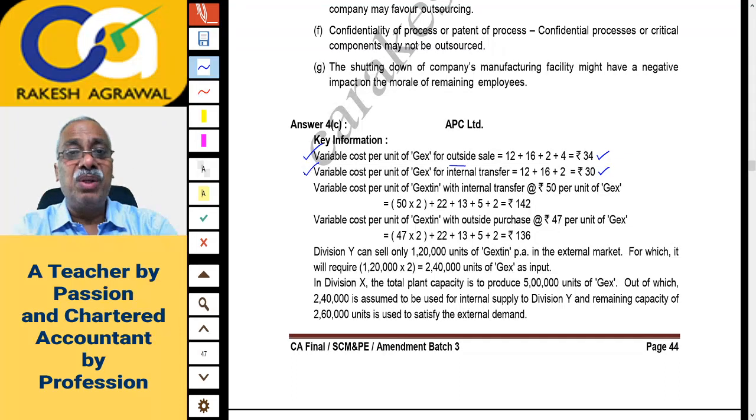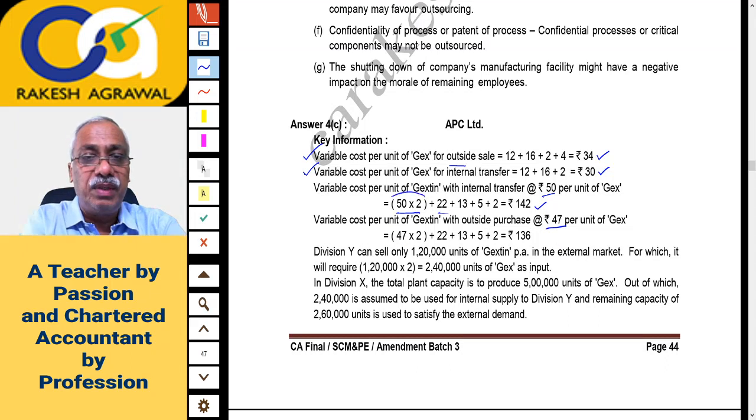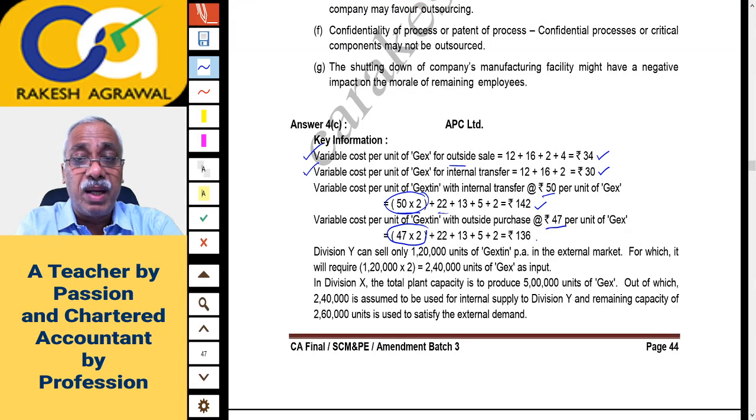Now variable cost per unit of Jexting with internal transfer. When you buy internally at the rate of 50 per unit, so 50 per unit into 2 units are required plus other variable cost. All are given in the question. I have just copied. So it is 142 rupees. And variable cost per unit of Jexting with outside purchase. If you buy from outside at the rate of 47, then this will be replaced by 47 into 2. Rest all the costs will be same, but it will become 136. This is just some key data which will help us to calculate the answer very fast.